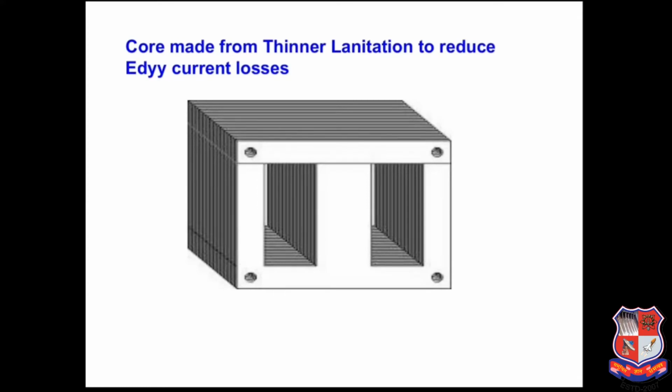To minimize the eddy current losses, the core is made from thinner material, thinner laminations, and each lamination is varnished. So eddy currents can be prevented and thus eddy current losses can be minimized. This is the look of the core of the transformer.